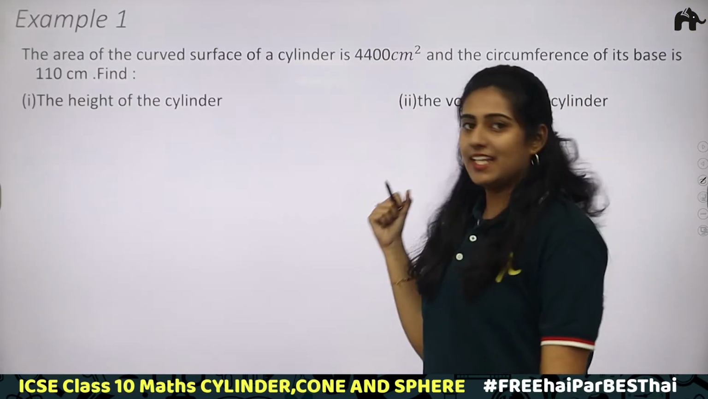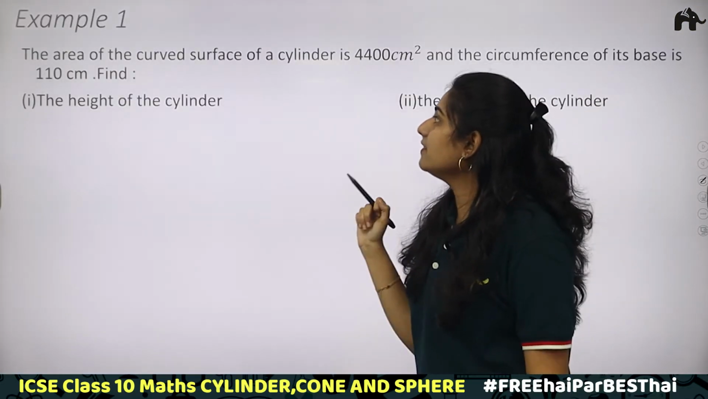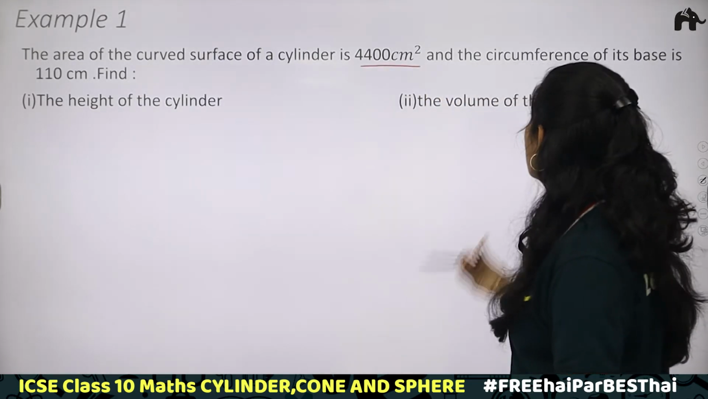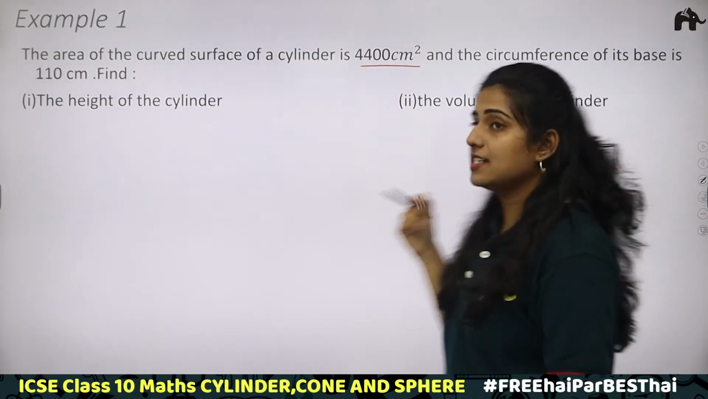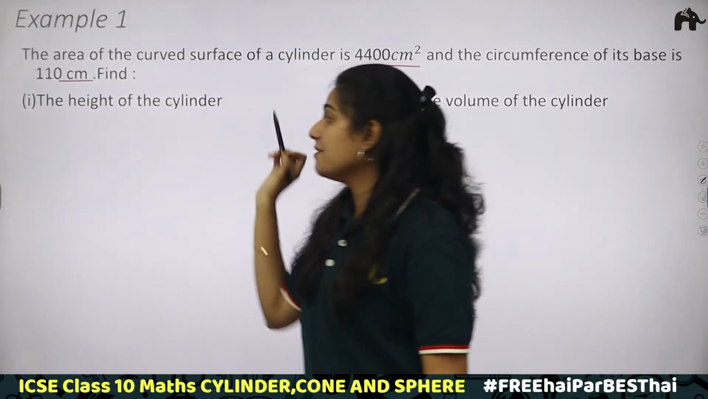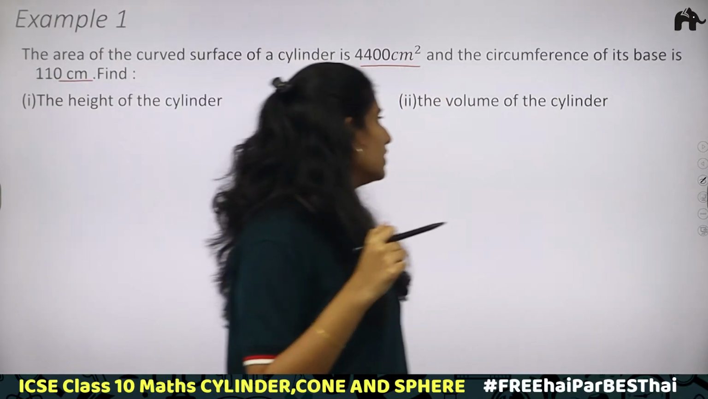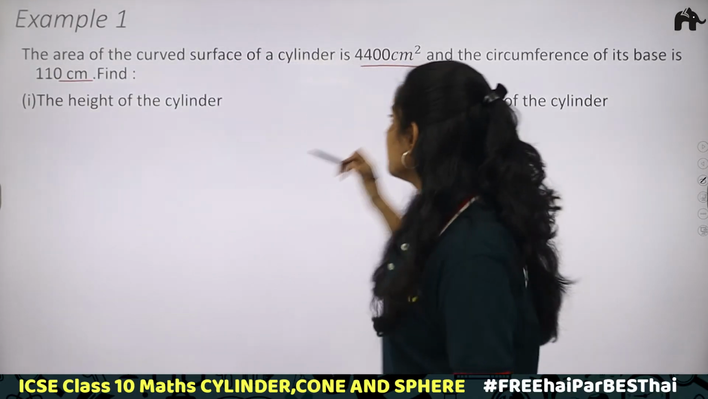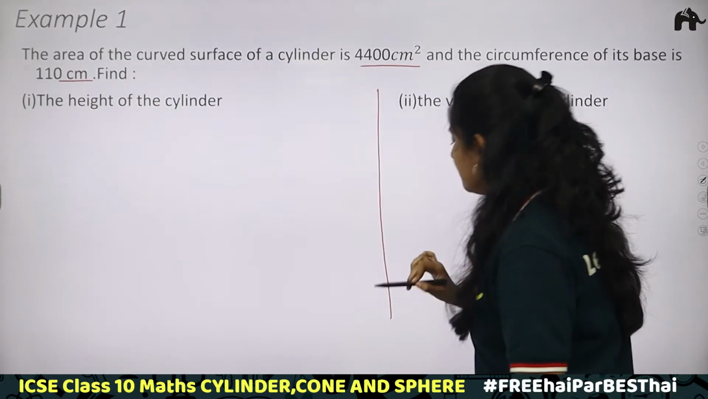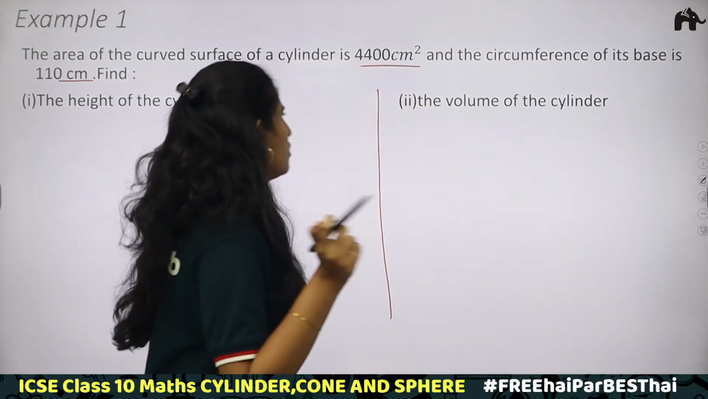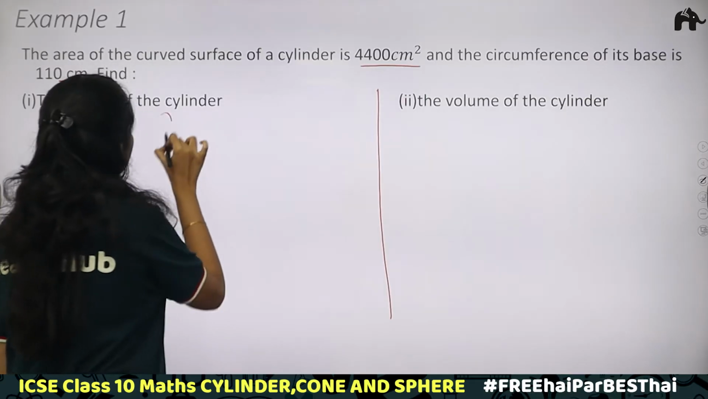Okay, let us take an example. The area of the curved surface of a cylinder is 4400 centimeter square and the circumference of its base is 110 centimeter. Find first, the height of the cylinder, and second, the volume of the cylinder. We have formulas to find curved surface area, total surface area and volume of a cylinder. We have studied the formulas. Now here, what is given?